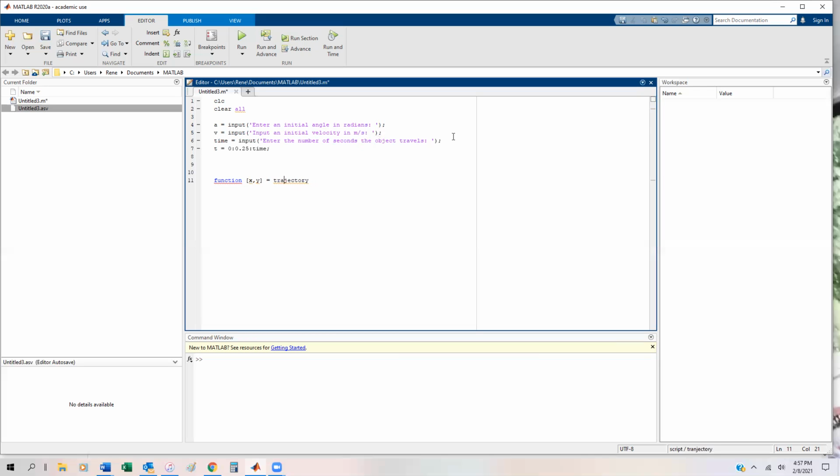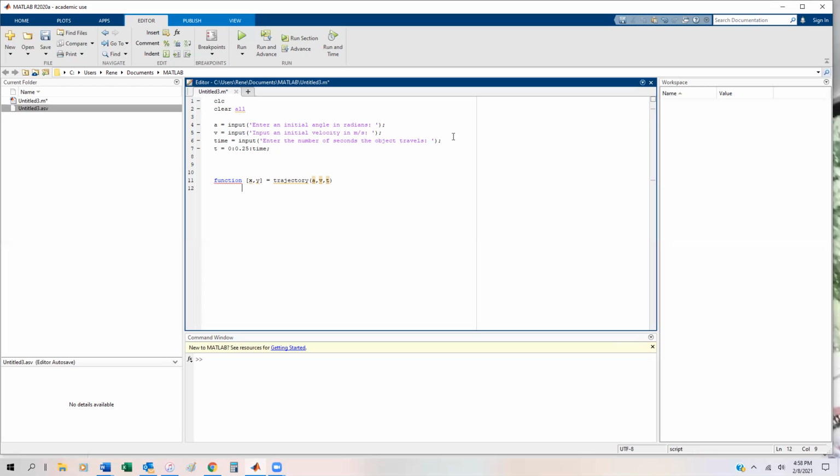And we're going to pass in several variables. So we're going to pass in an angle, and we're going to pass in the initial velocity, and we're going to pass in the time t. Right? Now remember, t is a row vector. All right, so when we pass this in, a and v are both constants, but t is a vector. So that means we have to make sure we use vector multiplication instead of scalar multiplication.